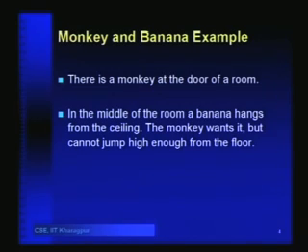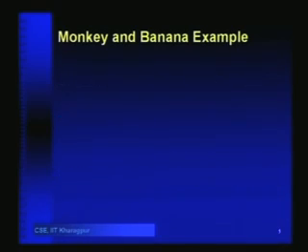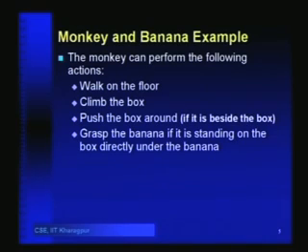Recall that the banana is in the middle of the room and the monkey is currently at the door of that room. Also at the window of the room there is a box that the monkey can use. It is actually beside the window, and the monkey can push the box to the middle of the room, then climb on the box, and then it will be able to get hold of the banana. The monkey can perform the following actions. It can walk on the floor, it can climb the box, it can push the box around if it is beside the box, and it can grasp the banana if it is standing on the box directly under the banana.